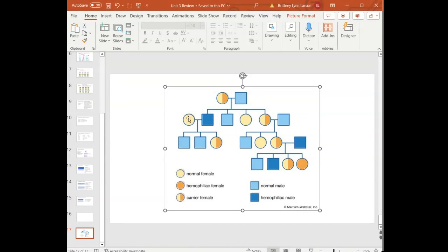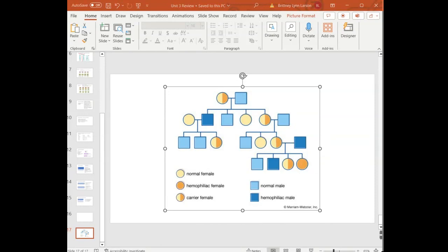And he married a normal female, and they had 2 sons without hemophilia because she's not a carrier. She's homozygous dominant, and they had a daughter who's a carrier. In this second generation, his sister is also a carrier like their mom. She married a male that's a normal male. They had 3 children who were not hemophiliacs. A hemophiliac married into the family, and then they had children who were hemophiliacs, including a daughter that was hemophiliac.